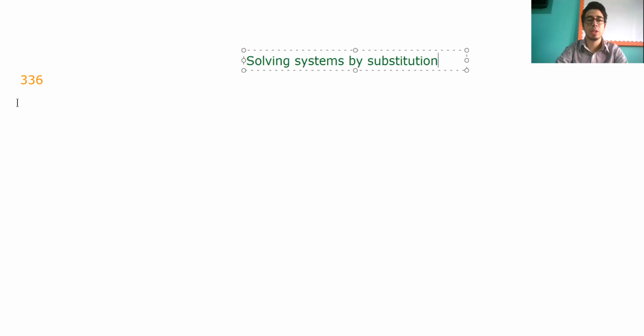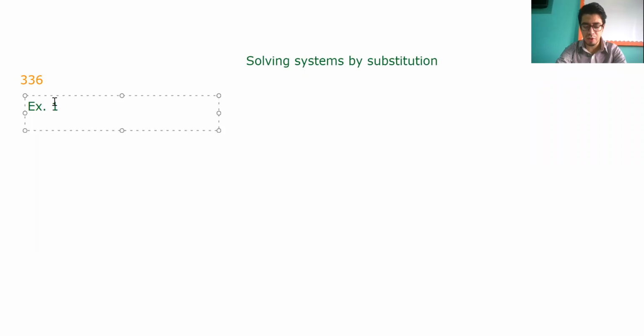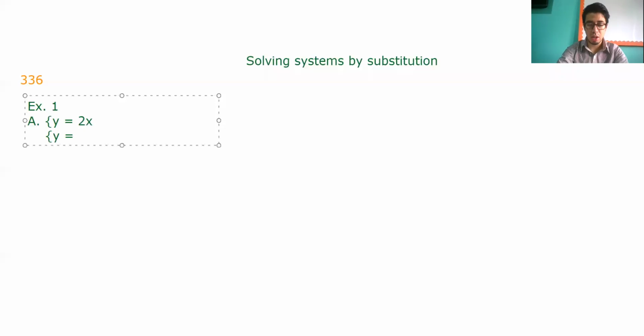And now we are going to start with example 1. Solving a system of linear equations by substitution. I'm not going to write this again because it's the same topic we have. For exercise A, we have this. The first one is y equals 2 times x. And the second is y equals x plus 5.